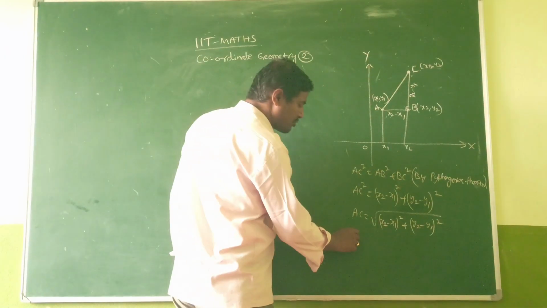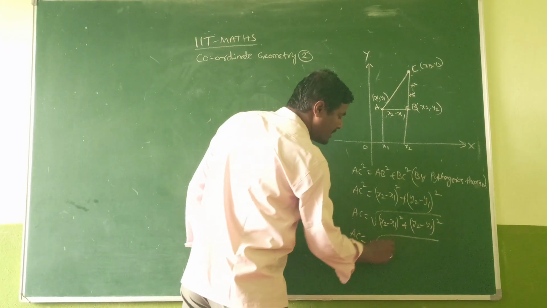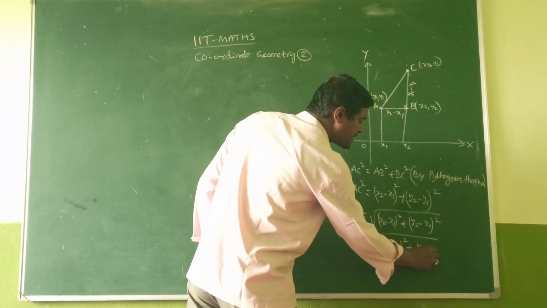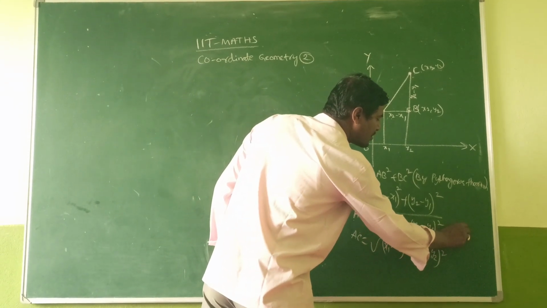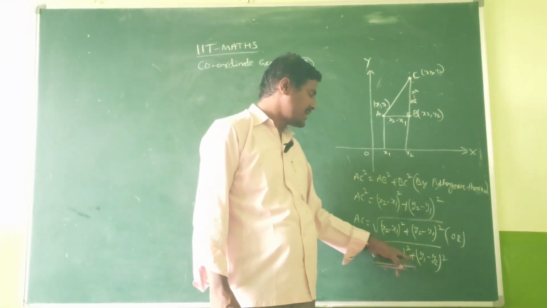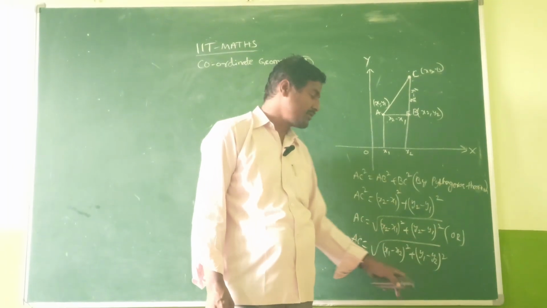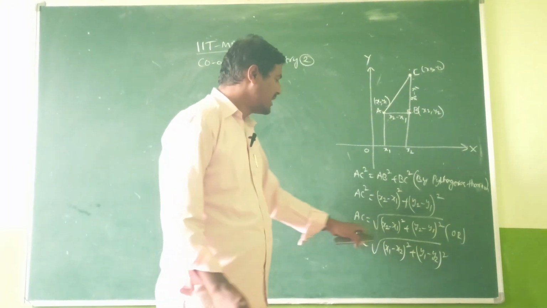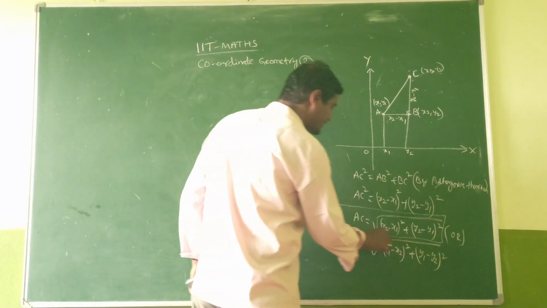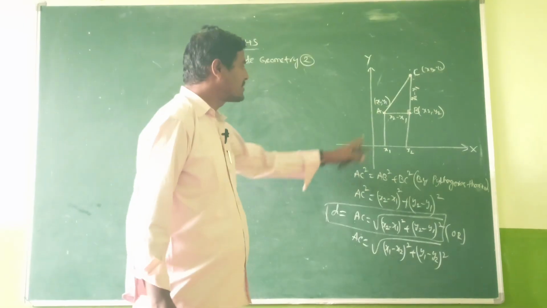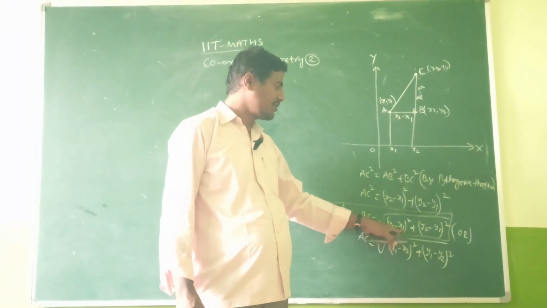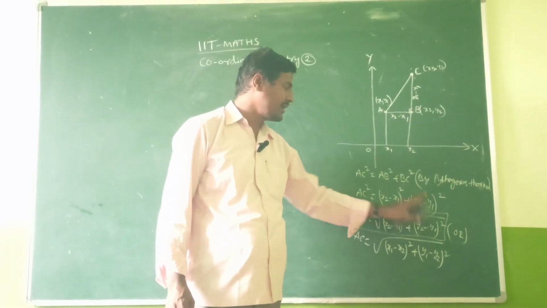This formula can also be written as AC equals the square root of (x1 minus x2) whole square plus (y1 minus y2) whole square. In the square, minus into minus is plus, and plus into plus is plus, that's why we can take it in the formula. This is the main formula: the distance between the points A and C equals the square root of (x2 minus x1) whole square plus (y2 minus y1) whole square.